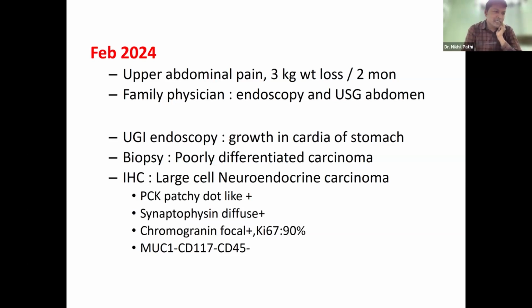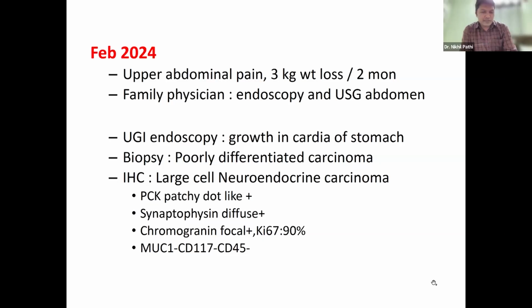So his family physician did some evaluation and then suggested he get an endoscopy. Maybe you'll be having some gastritis, and also might as well get an ultrasound scan done. Unfortunately for him, the endoscopy showed a growth in the cardia of the stomach. The biopsy was reported as poorly differentiated carcinoma. We did an additional IHC, which was positive for synaptophysin, chromogranin. The Ki67 was high. PAN-CK was positive. So a final impression of large cell neuroendocrine carcinoma was made.